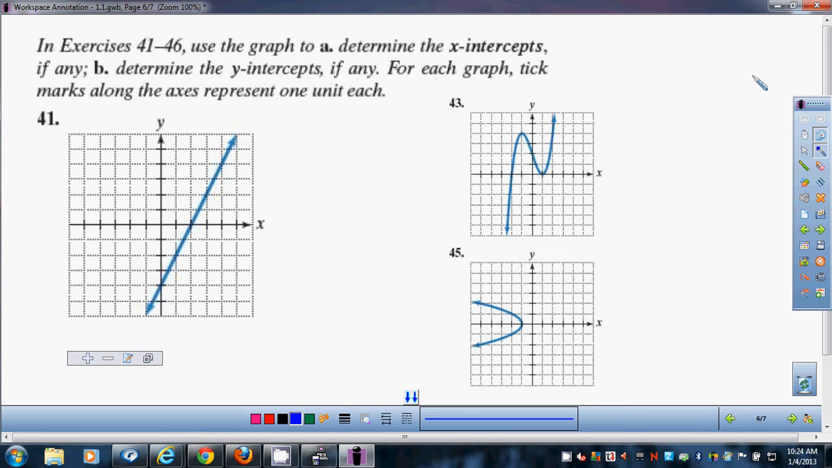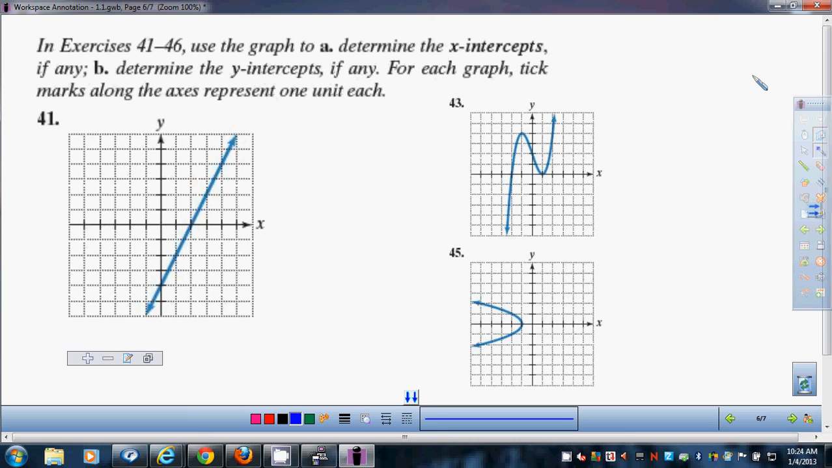All right, use the graph to determine the x-intercepts and y-intercepts. Where do they cross the x and y-axis? Where does this one cross the y-axis? Y equals negative 4 and x equals 0. And where does this one cross? 2. X equals 2. What about this one? Where does it cross the y-axis? What about the x-axis?